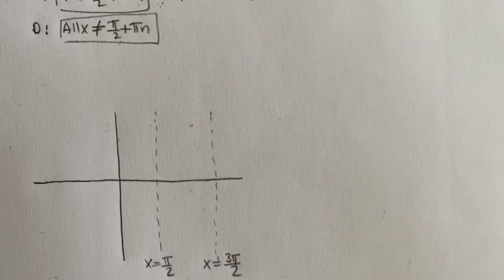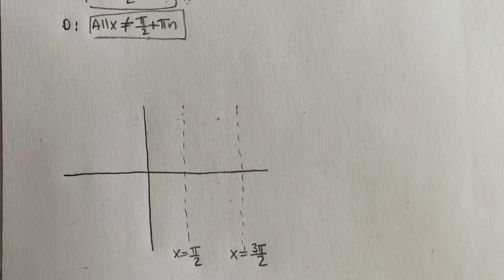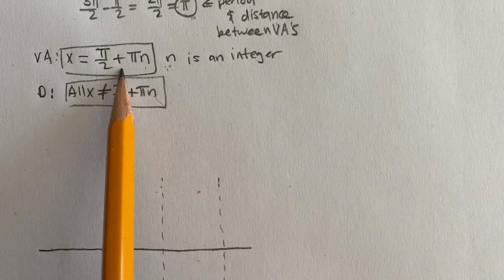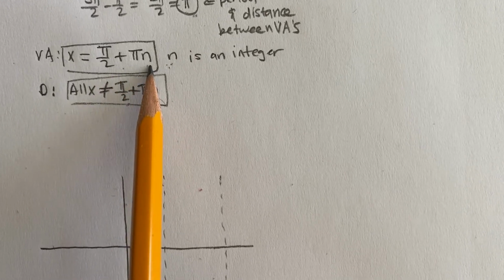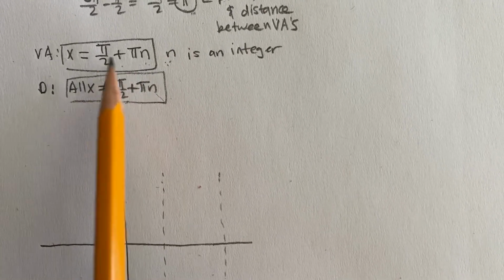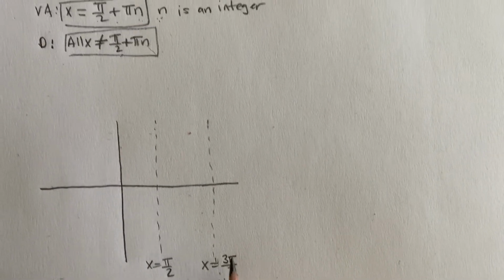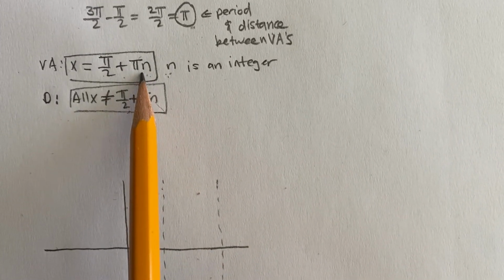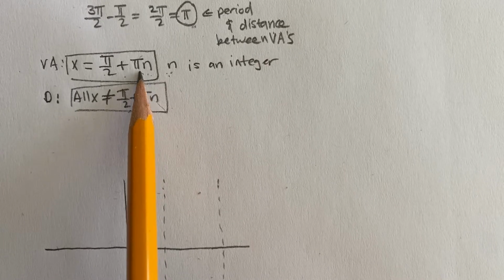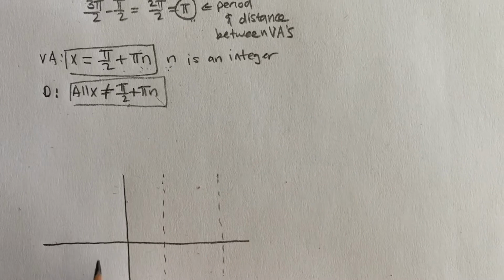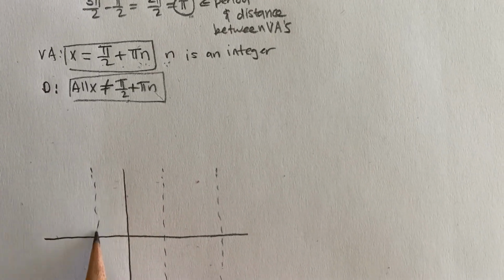Okay, so if we go back here to our vertical asymptotes, if n is equal to 1, you would have 2 pi over 2 plus pi over 2, you have 3 pi over 2. This is the second vertical asymptote. Well, let's say n is equal to -1. Pi over 2 plus negative pi will give you negative pi over 2. So I can have another VA right here.